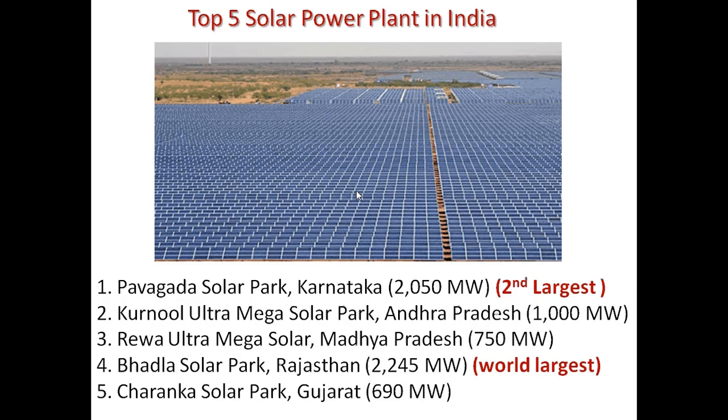Just wanted to show you how solar farms look. These are solar power plants in India, and we should be proud of it because the largest solar power plant in the world has been installed in India, in Rajasthan. It is the Bhadla Solar Park, which can generate up to 2,245 megawatts of power through these solar panels. Similarly, the second largest in the world is also in India, in Karnataka, which can produce up to 2,050 megawatts of power.